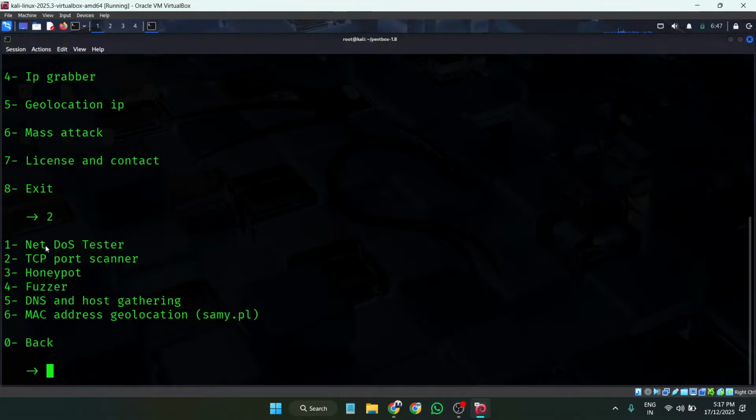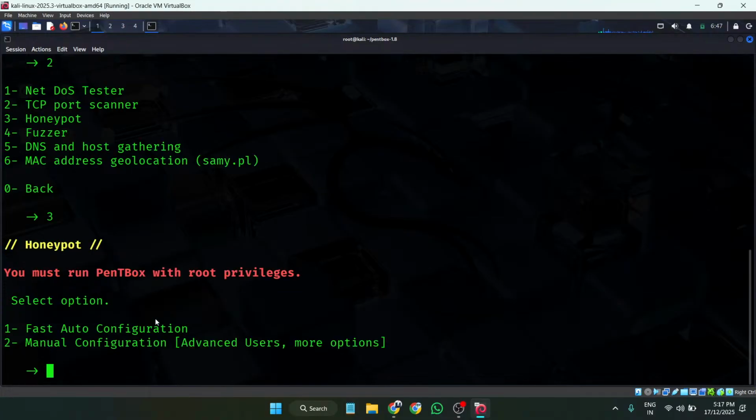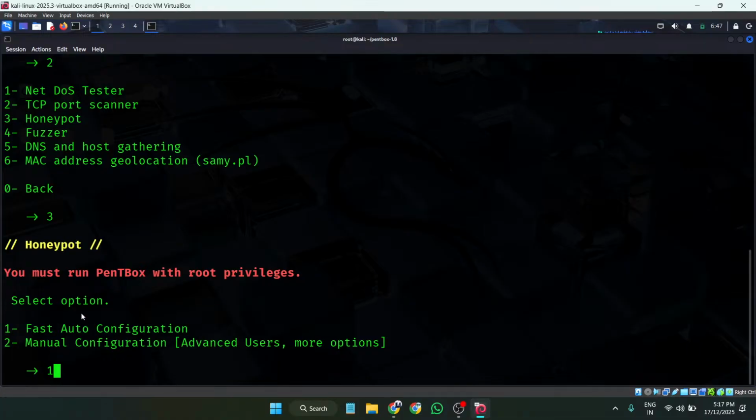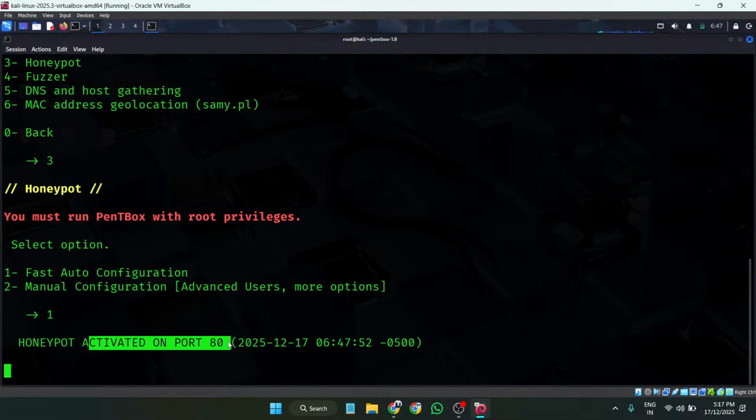And here you can see it is asking us what we want to do: TCP port scanner, honeypot, fuzzer, DNS hosting. So I'm going to use the honeypot. Here it is giving me two options, if I want to manually configure or I want fast auto configuration. So first of all, let's go for fast auto configuration, and then I'll tell you about the manual configuration that we can do. So here, the honeypot is activated on port 80. By default, it took port 80 and it is activated.